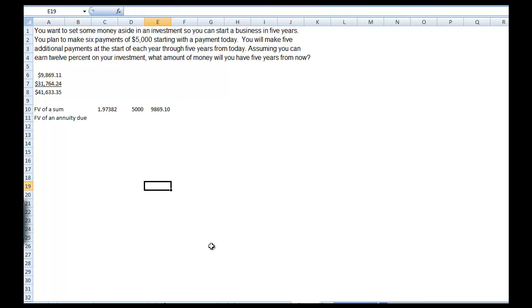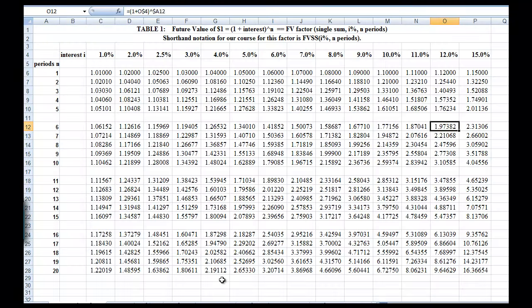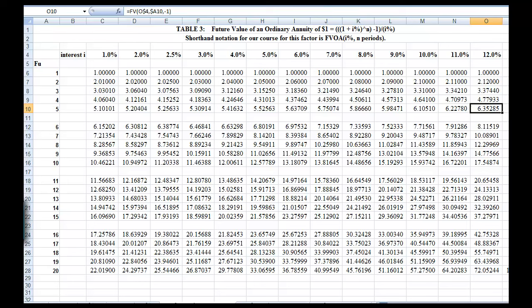Okay, so we have to find a factor from our tables for an ordinary annuity, because we don't have a table in this set of tables for an annuity due. We do for a present value, but not for a future value. So we're going to use this one here. Okay, so we have an ordinary annuity, and this is for 5 years at the end of the year.